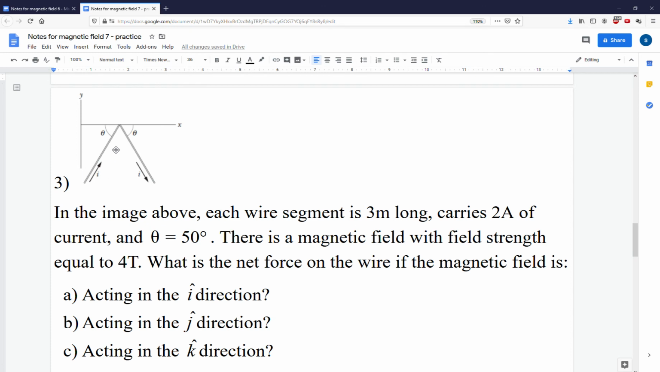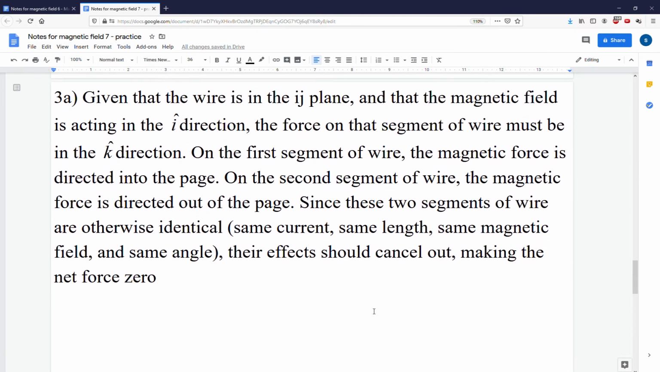For this first segment, the magnetic field is going to the right, and the current is going up and to the right. If we hold our hand so that our thumb is going up and to the right and our fingers are pointed to the right, we can see that the direction of force is into the page.